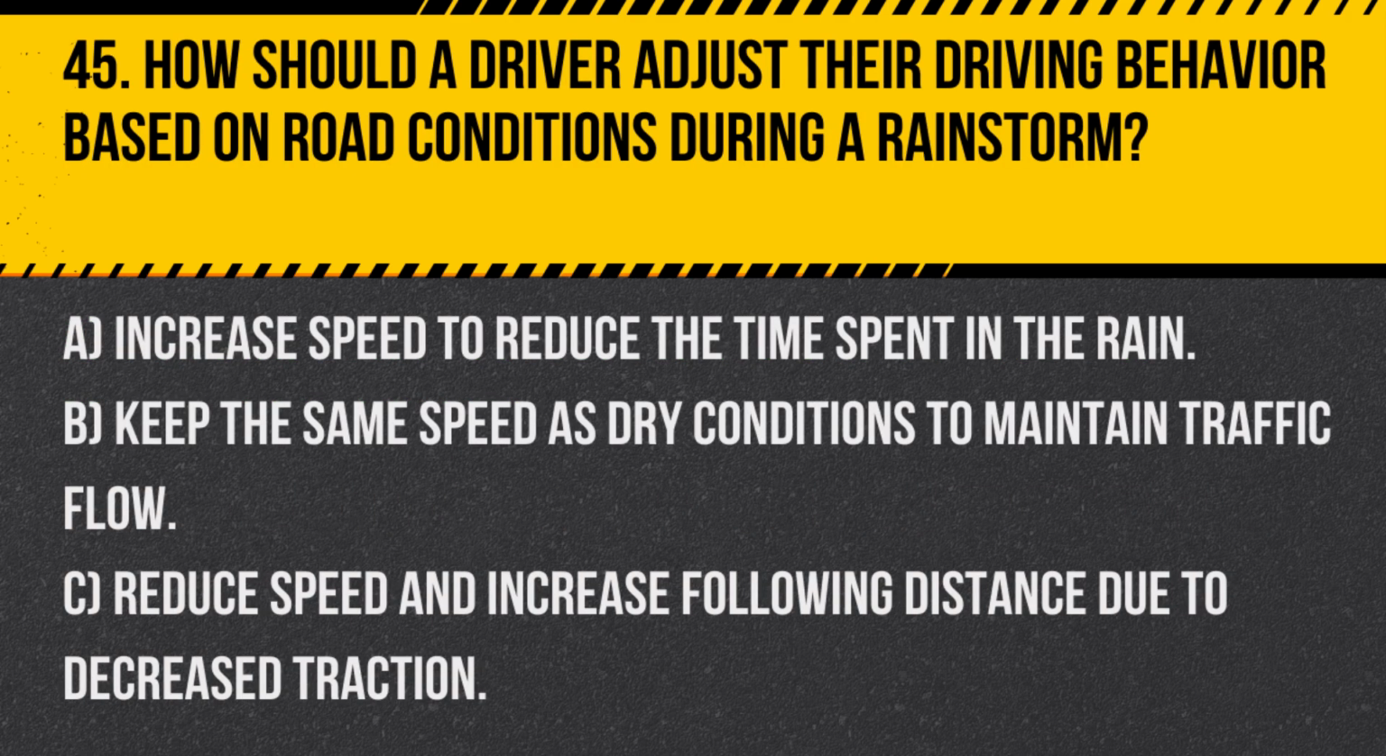Question 45. How should a driver adjust their driving behavior based on road conditions during a rainstorm? A. Increase speed to reduce the time spent in the rain. B. Keep the same speed as dry conditions to maintain traffic flow. C. Reduce speed and increase following distance due to decreased traction.